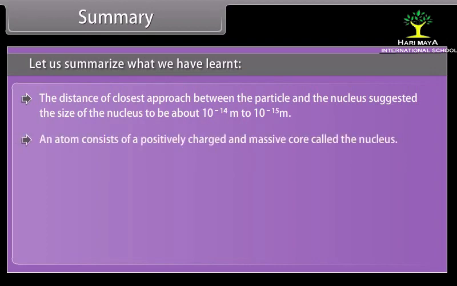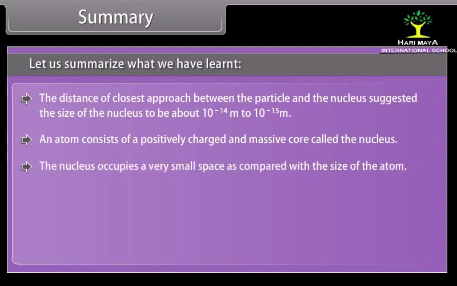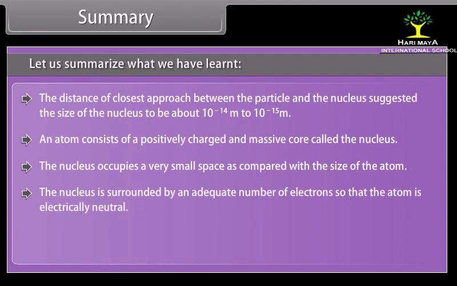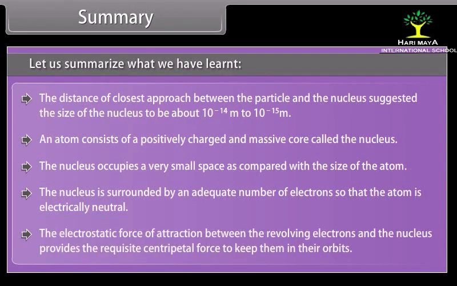An atom consists of a positively charged and massive core called the nucleus. The nucleus occupies a very small space as compared with the size of the atom. The nucleus is surrounded by an adequate number of electrons so that the atom is electrically neutral. The electrostatic force of attraction between the revolving electrons and the nucleus provides the requisite centripetal force to keep them in their orbits.